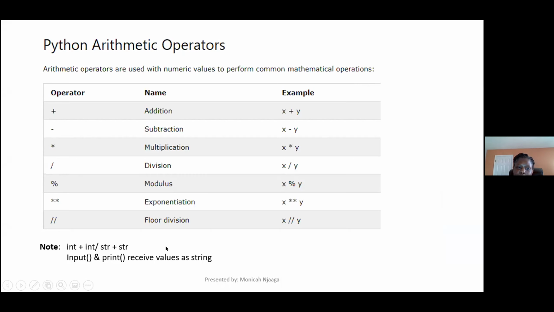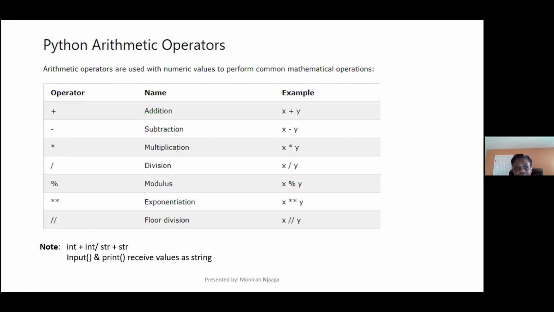With this, there is also a note here that I have written. There is an exception to the addition operator. As it said here, operators are used with numeric values to perform common mathematical operations, but the plus you can also use with non-numeric values, like we use it for concatenation, and I'm going to show you that in a little while. So those are the arithmetic operations. I know we are very familiar with at least the first four, and I will give a little demonstration on the modulus and the floor division.